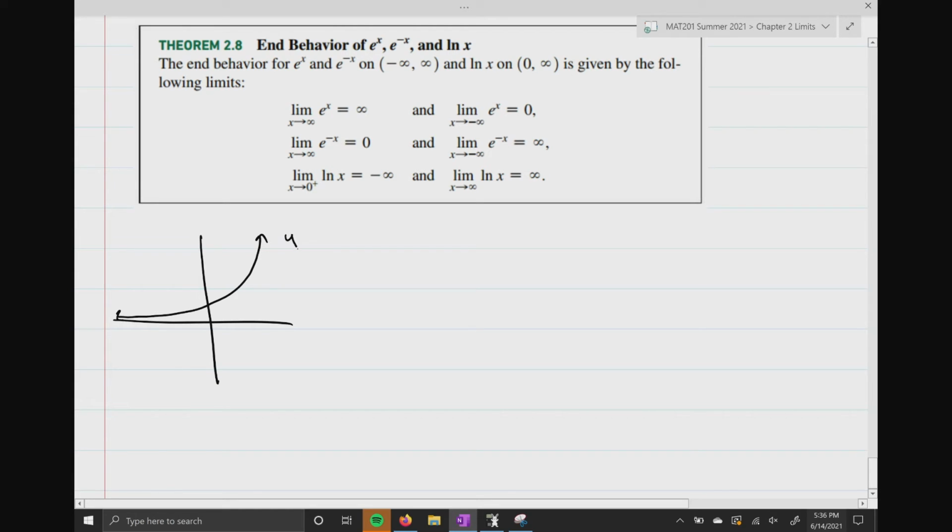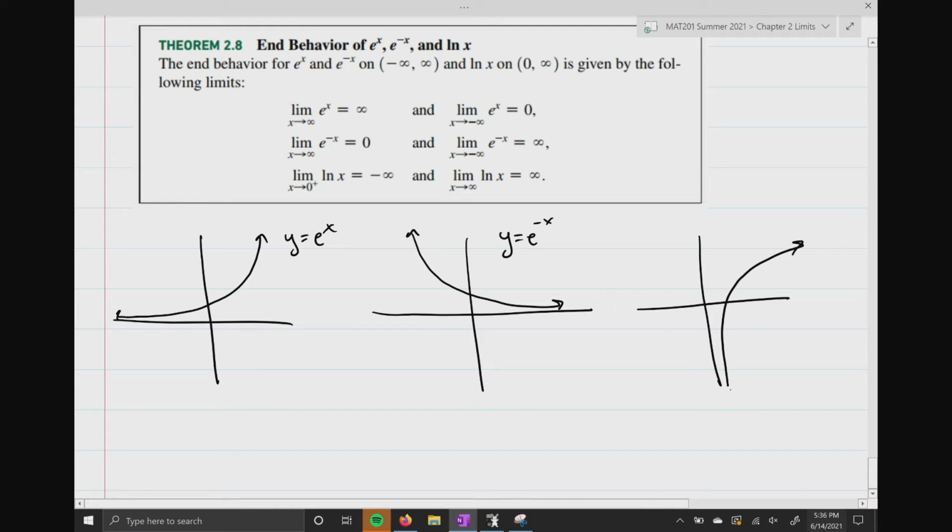this is a graph of the function y equals e to the x. This is a graph of the function y equals e to the negative x. And here's a graph of the natural log of x. For the first two, the y-intercept is going to be 0, 1 for both. For the last, we have an x-intercept at 1, 0. So, as you can see here, the end behavior for e to the x, e to the negative x on negative infinity to infinity, and the natural log on 0 to infinity is given by the following limits.